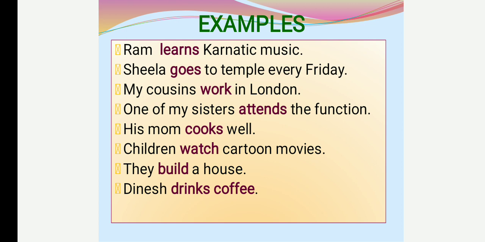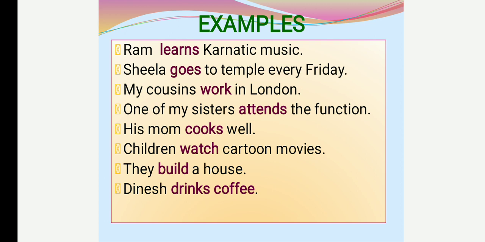Sheila, singular. She goes to temple every Friday. She has a habit of going to temple every Friday. Simple present tense. So the subject is singular, so I added es to the main verb. Then it became goes. My cousins. Cousins is a plural. So we have to write only the root form of the verb. My cousins work in London.